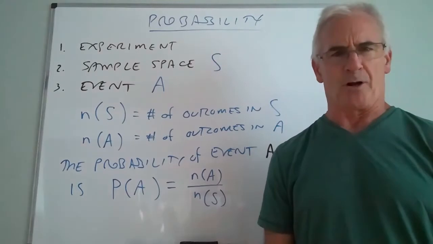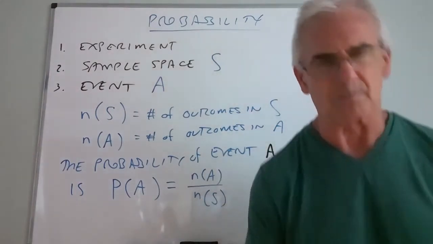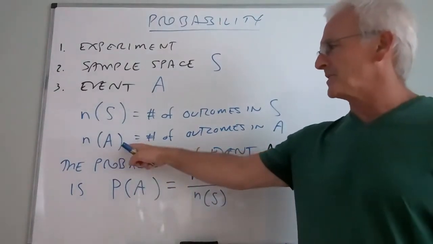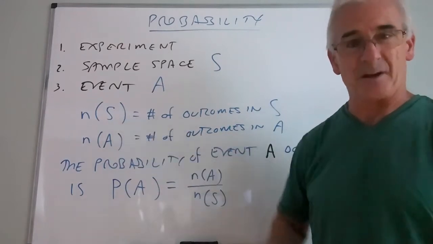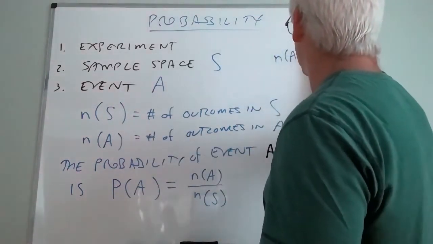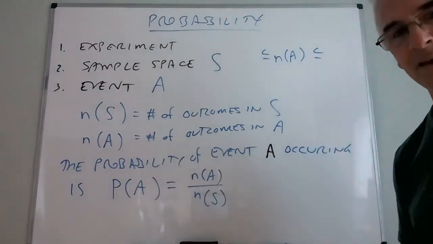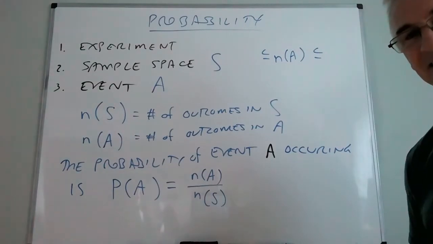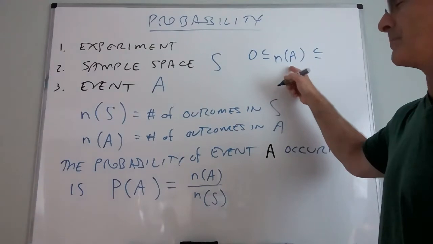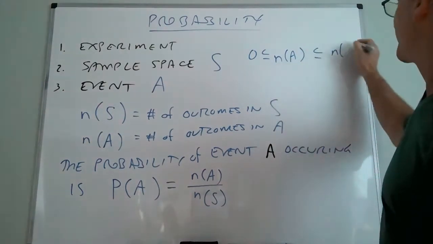I'm going to flip a coin three times. I want you to figure out how many ways I can get 1,000 tails. Well, no, that's not possible because I only flipped it three times. The number of outcomes in A certainly can't exceed the number of outcomes in S. In fact, the number of outcomes in A is an inequality. Anybody want to guess between what and what? Between zero and the number of outcomes in S, exactly.